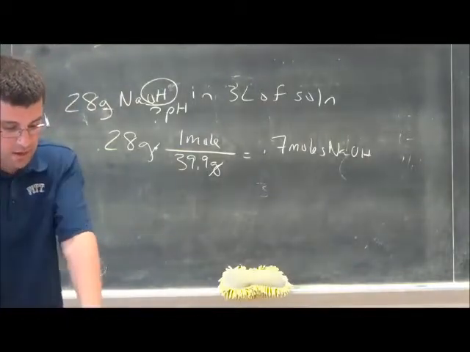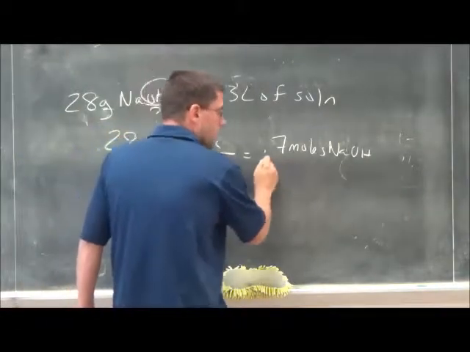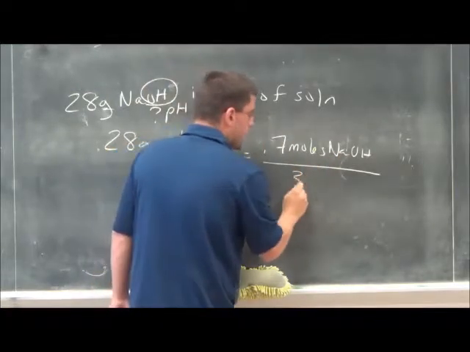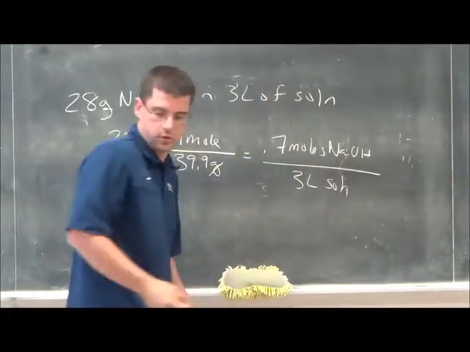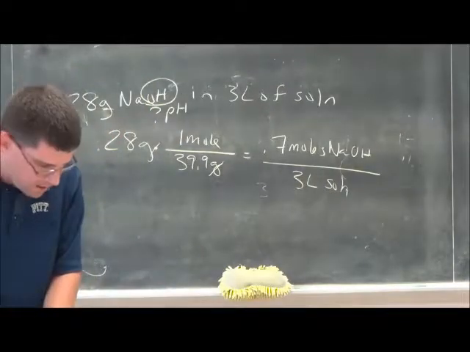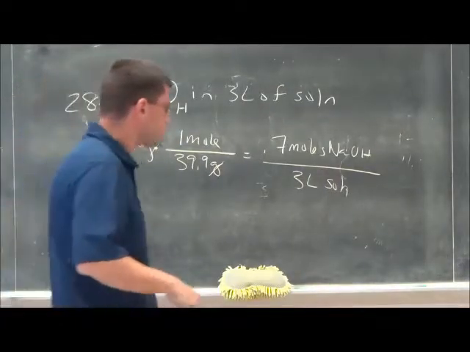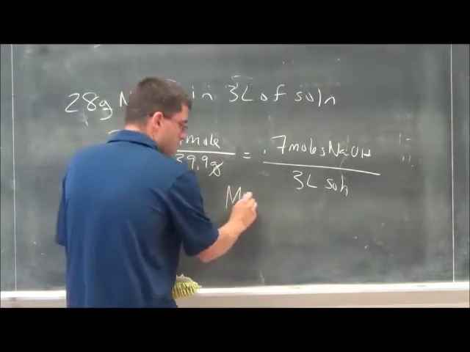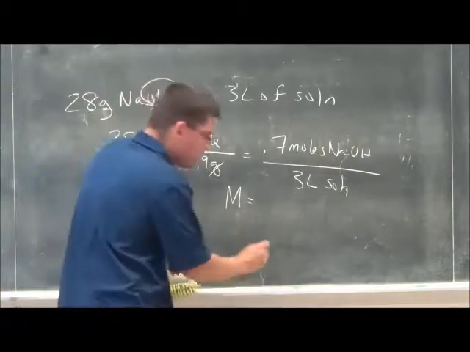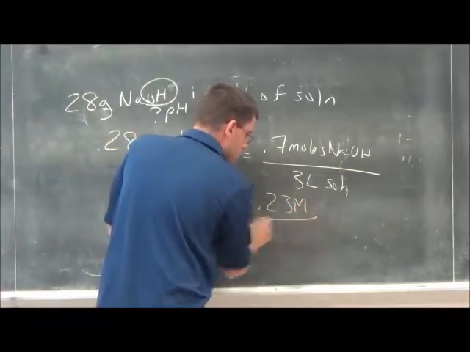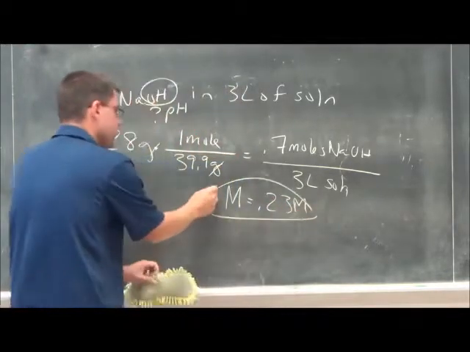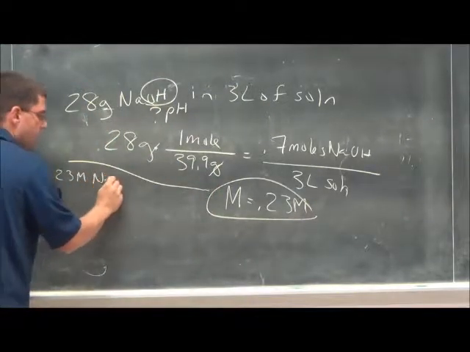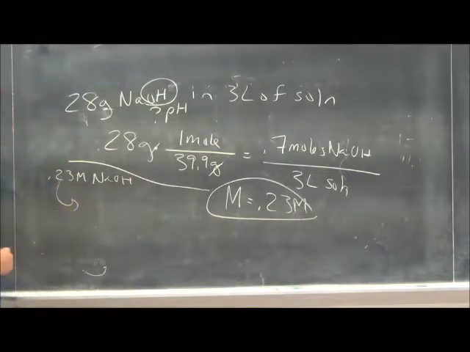Now I have to find molarity. So I've got 0.7 moles of NaOH in 3 liters of solution. I take 0.7 divided by 3 liters. I now have a molarity of 0.23 molar. So far, that's not my pH. So now I've got 0.23 molar NaOH. What's the pH going to be?